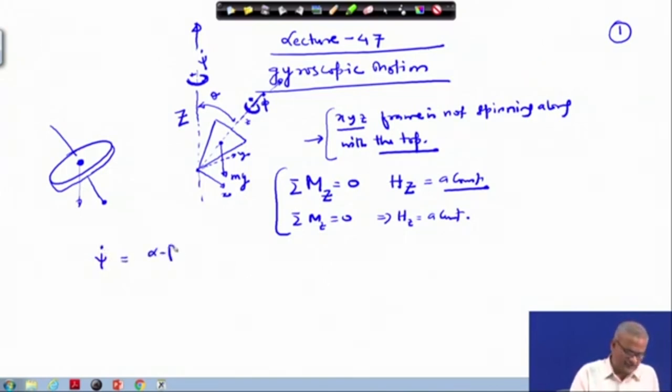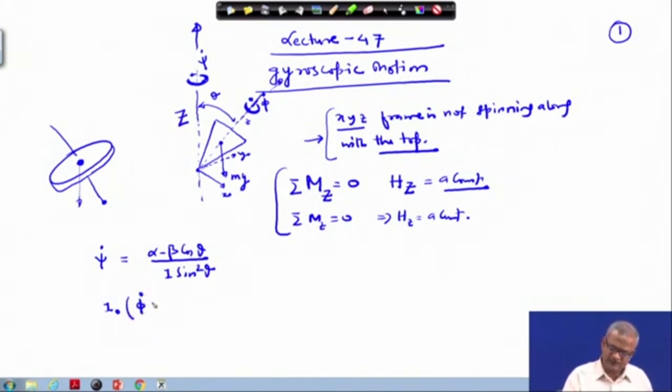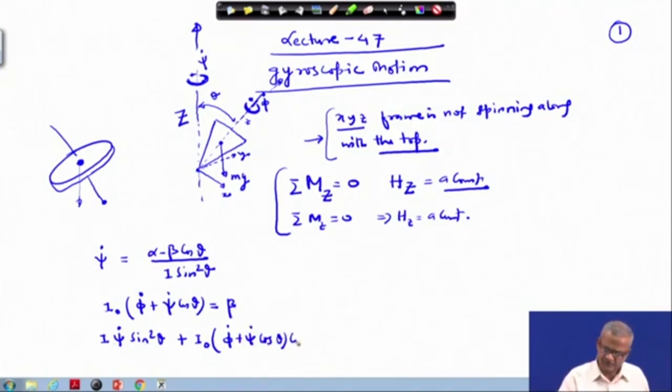In that context we got that psi dot will be given by alpha minus beta cos theta divided by I sin square theta, where beta is I 0 times phi dot plus psi dot cos theta, and alpha we have defined as I times psi dot sin square theta. This we worked out in the last class. This is just a recalling for the present purpose, and using these two we get this equation.